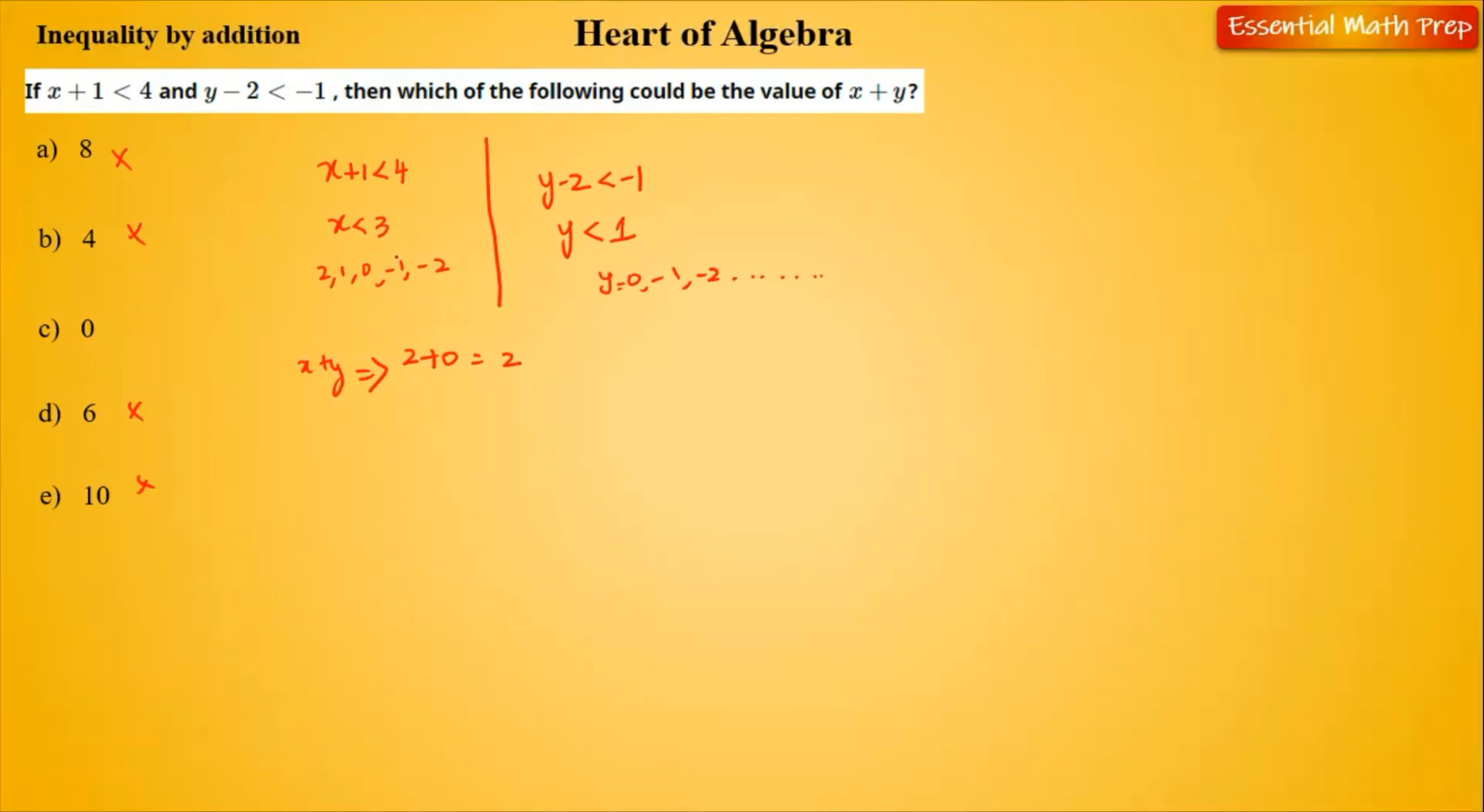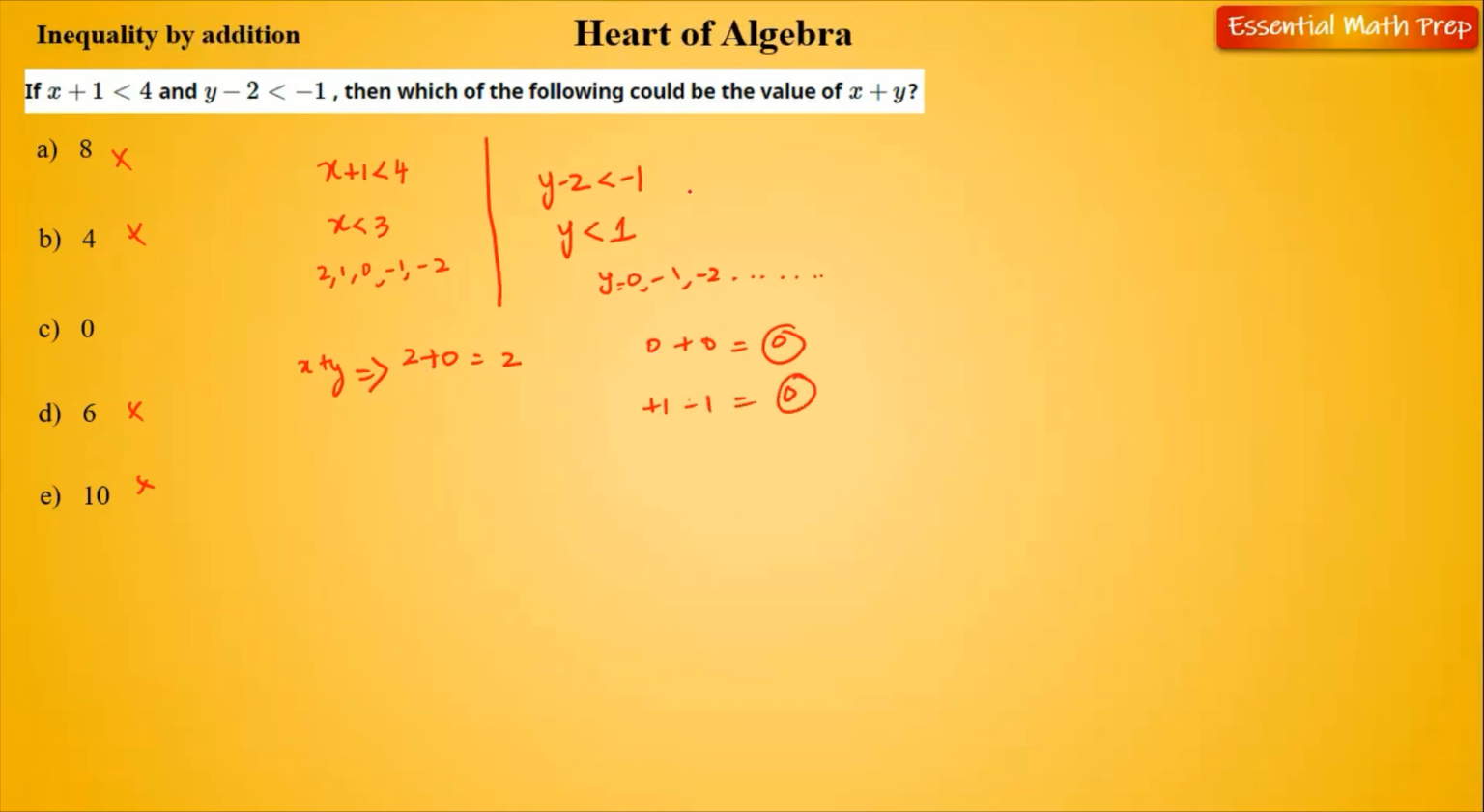However, x is less than 3, so 0 could be a value. Y less than 1, 0 could be a value. 0 plus 0 is 0. Or x could be plus 1 and y could be negative 1, which also gives you 0.